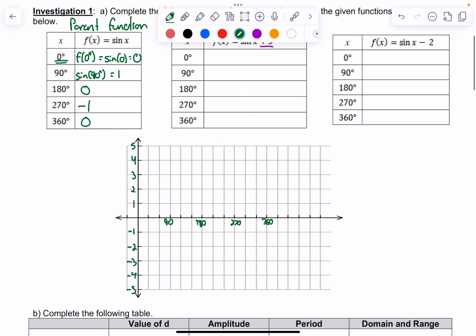Okay, so graphing our parent, we are at the point 0, 0, 90 and 1 right here, 180 and 0 right there, 270 and negative 1, and 360, 0. So your graph looks like this. Perfect. So there is your parent function.